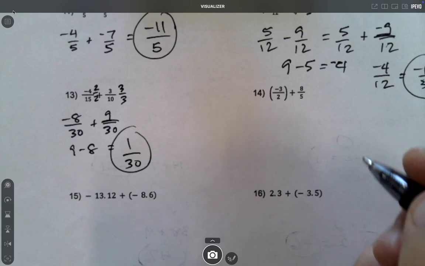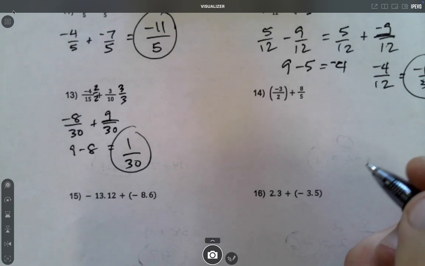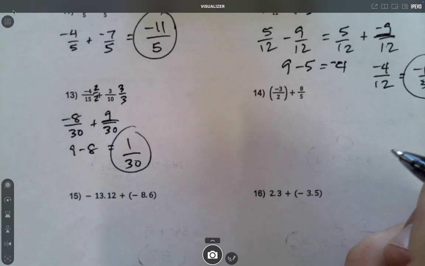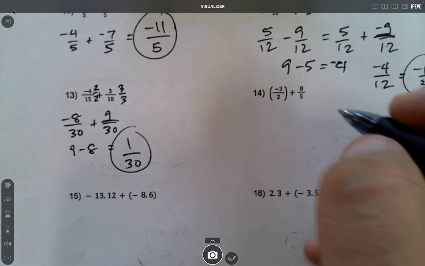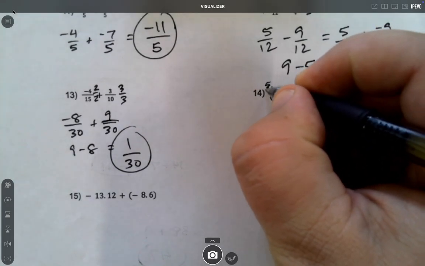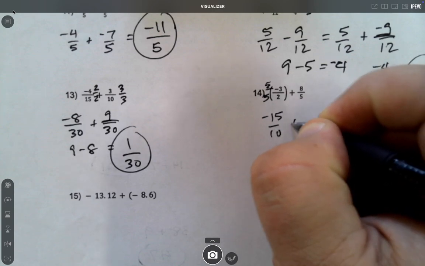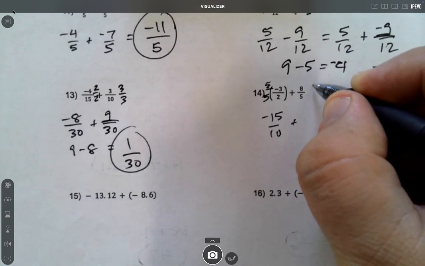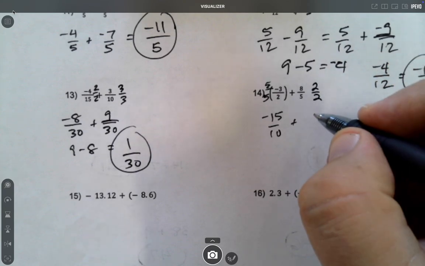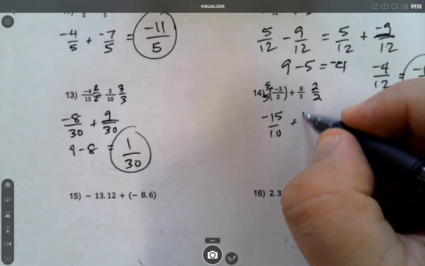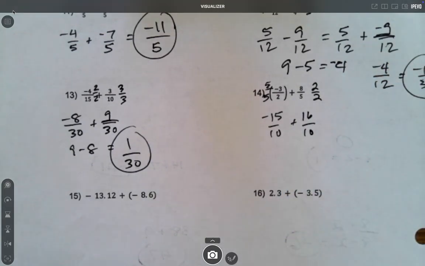On 14, we also have to find a common denominator. The smallest number that goes evenly into both 5 and 2 is 10. So we'll multiply this one top and bottom by 5, so that the denominator equals 10. This one will multiply top and bottom by 2, and we get 16 over 10.